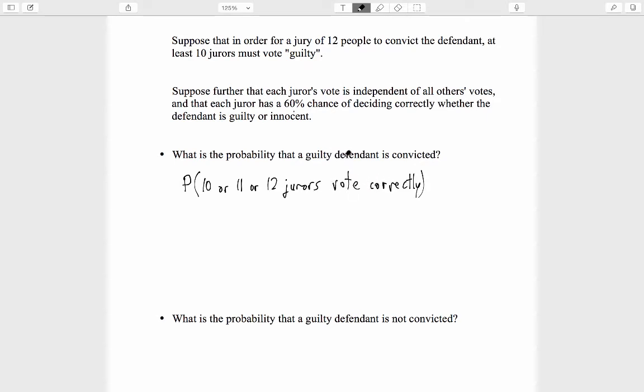Because we're asked about a defendant who really is guilty and the probability that the jury does convict. In order for this to happen, there must be 10 or 11 or 12 votes for a guilty verdict. This is going to be 12 choose 10 times, think about it, 0.6 raised to the 10th power, and therefore times 0.4 raised to the second.